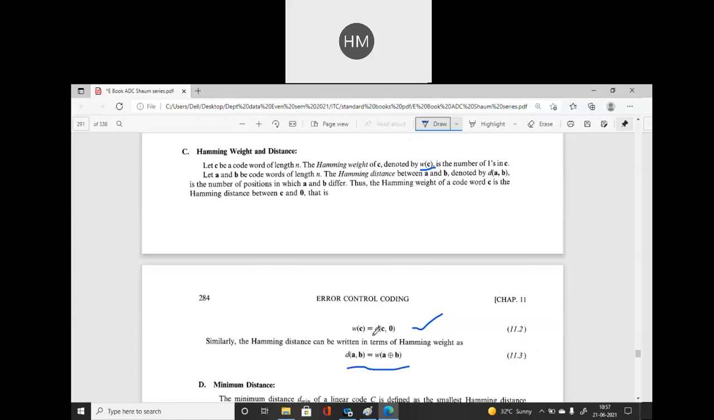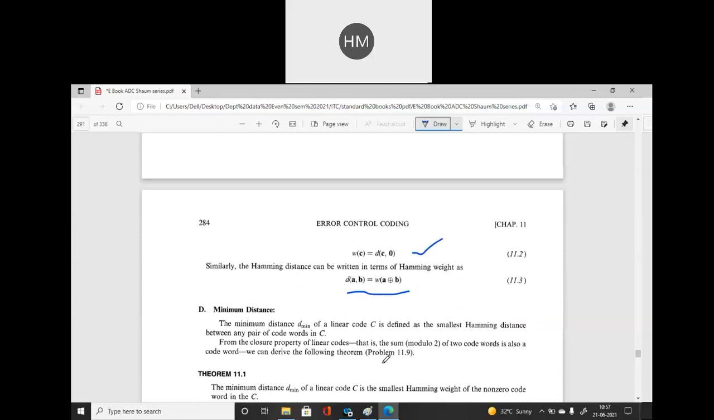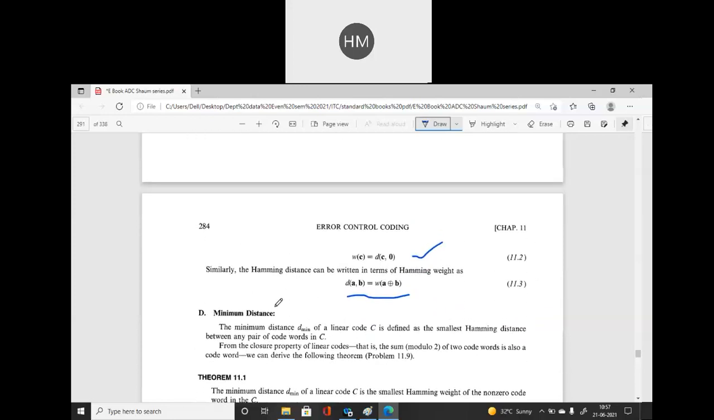Okay? Next important concept is minimum distance. You can write down minimum distance in your copy. The minimum distance d_min of a linear code C is defined as the smallest Hamming distance between any pair of code words in C. Okay, students, that is the minimum distance of the code.